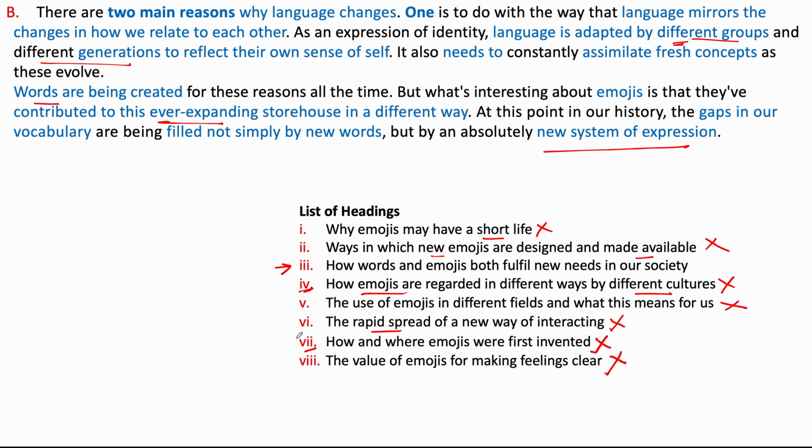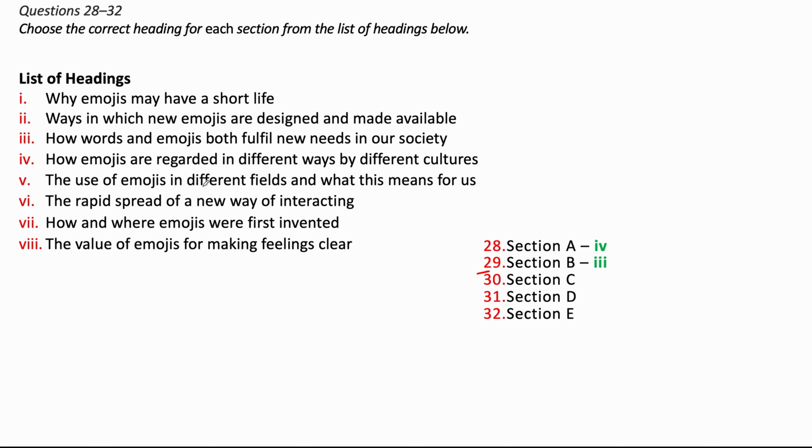The section starts by talking about language changes in general, but none of the headings focus on that. None of the headings are talking about changes in language. This section does mention both words and emojis, and I think it's the only section which mentions that. The answer comes primarily from the second paragraph, with the mention of how both words and vocabulary are needed to fulfill the communication needs of our society. The answer to the 29th question is third, how words and emojis both fulfill new needs in our society.